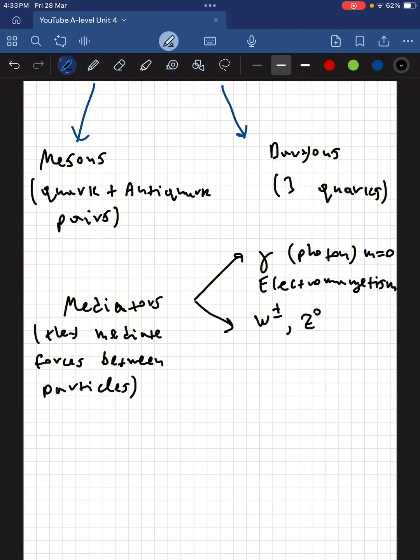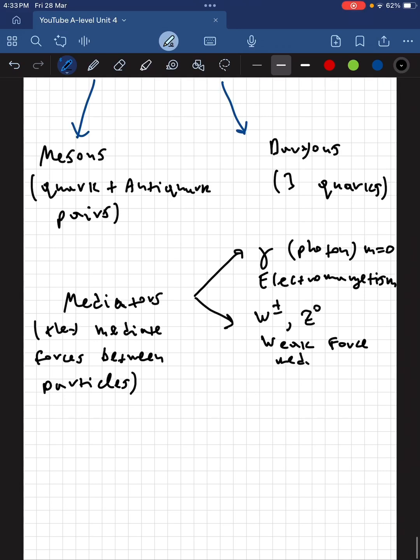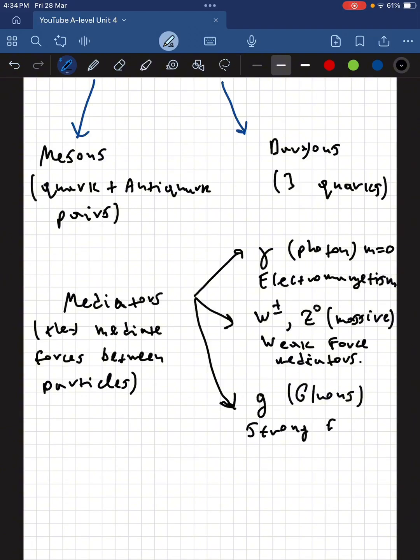So these three particles, the W plus, the W minus, and the Z naught, are the mediators of the weak force, and these are massive particles, so they have a mass. Then the third mediator is the mediator of the strong force, which is called the gluon. So gluons, this is how they are called. They are mediators of the strong force, and they are also massless.